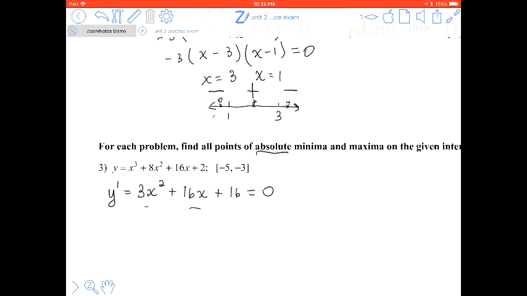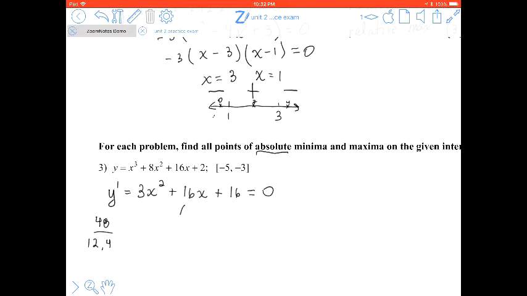So now 3 doesn't go into all three of the terms. So we're going to have to factor using factoring by grouping. So we multiply the first number and the last number there. 3 times 16 is 48. So we need factors of 48 that add to 16. So that's going to be a 12 and a 4. 12 times 4 is 48, and 12 plus 4 is 16.